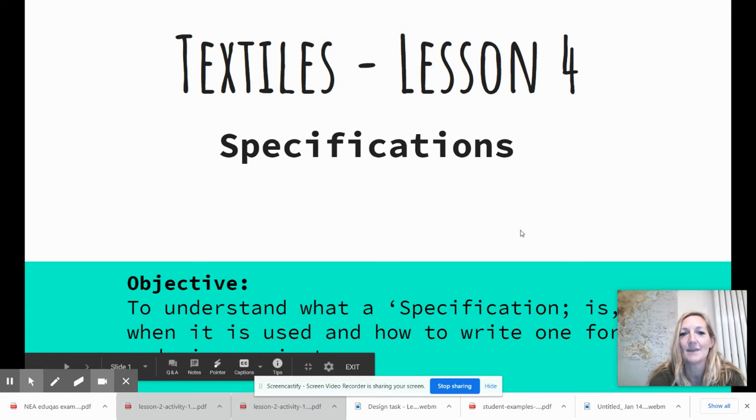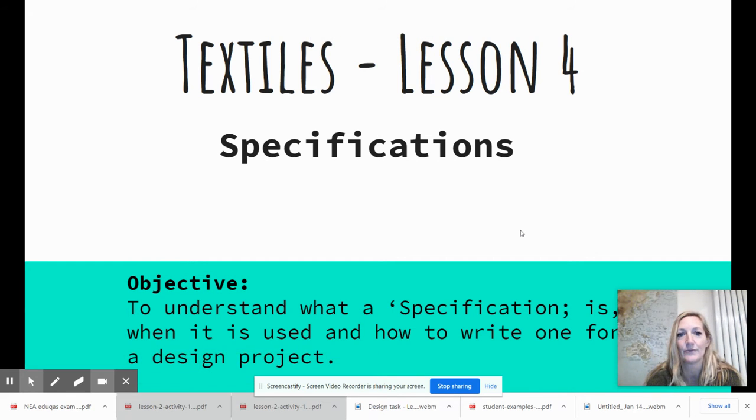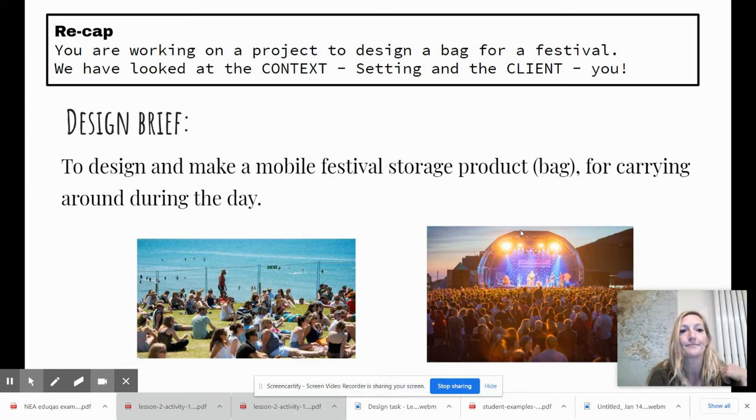Hi, Year 9. I'm just going to talk you through your lesson 4 for textiles. For this lesson, you're looking at design specifications. So you're going to understand what a design specification is, when you'd use it, and how you would write one.